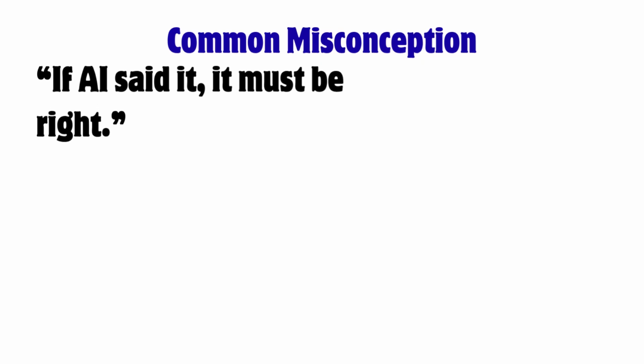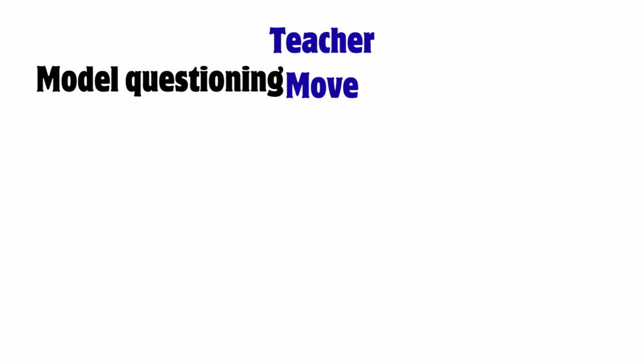A common misconception we see is that students believe if AI gives an answer, it must be correct. Part of our role is helping students slow down and question that assumption. One of the most effective strategies is simply modeling questioning. Instead of confirming answers right away, pause and ask students things like, how do we know? Or, does this sound correct?